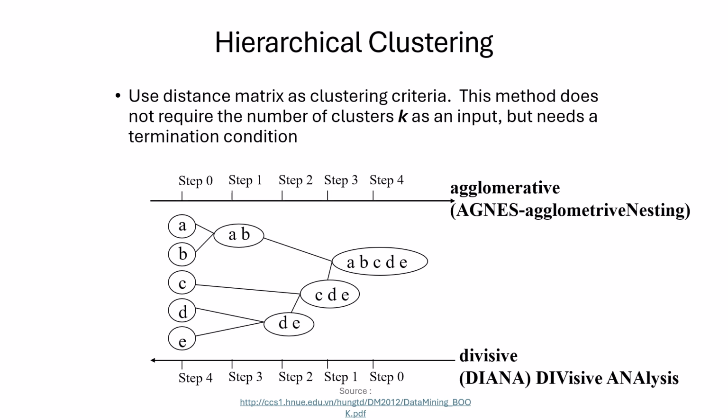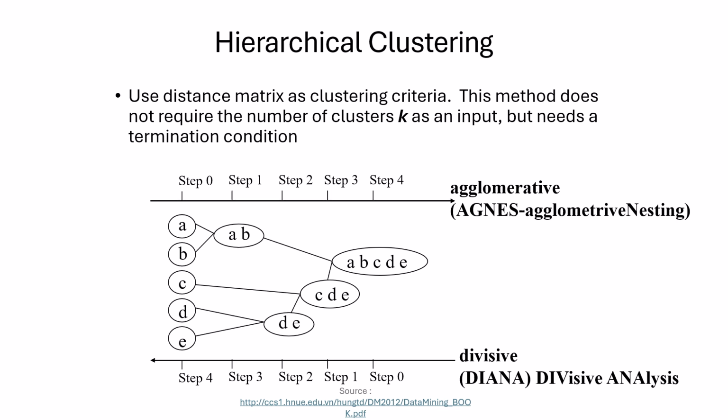For example, the clusters C1 and C2 may be merged if an object in C1 and an object in C2 form the minimum Euclidean distance between any two objects from different clusters. This is a single linkage approach in that each cluster is represented by all the objects in the cluster, and the similarity between two clusters is measured by the similarity of the closest pair of data points belonging to different clusters. The cluster merging process repeats until all the objects are eventually merged to form one cluster.